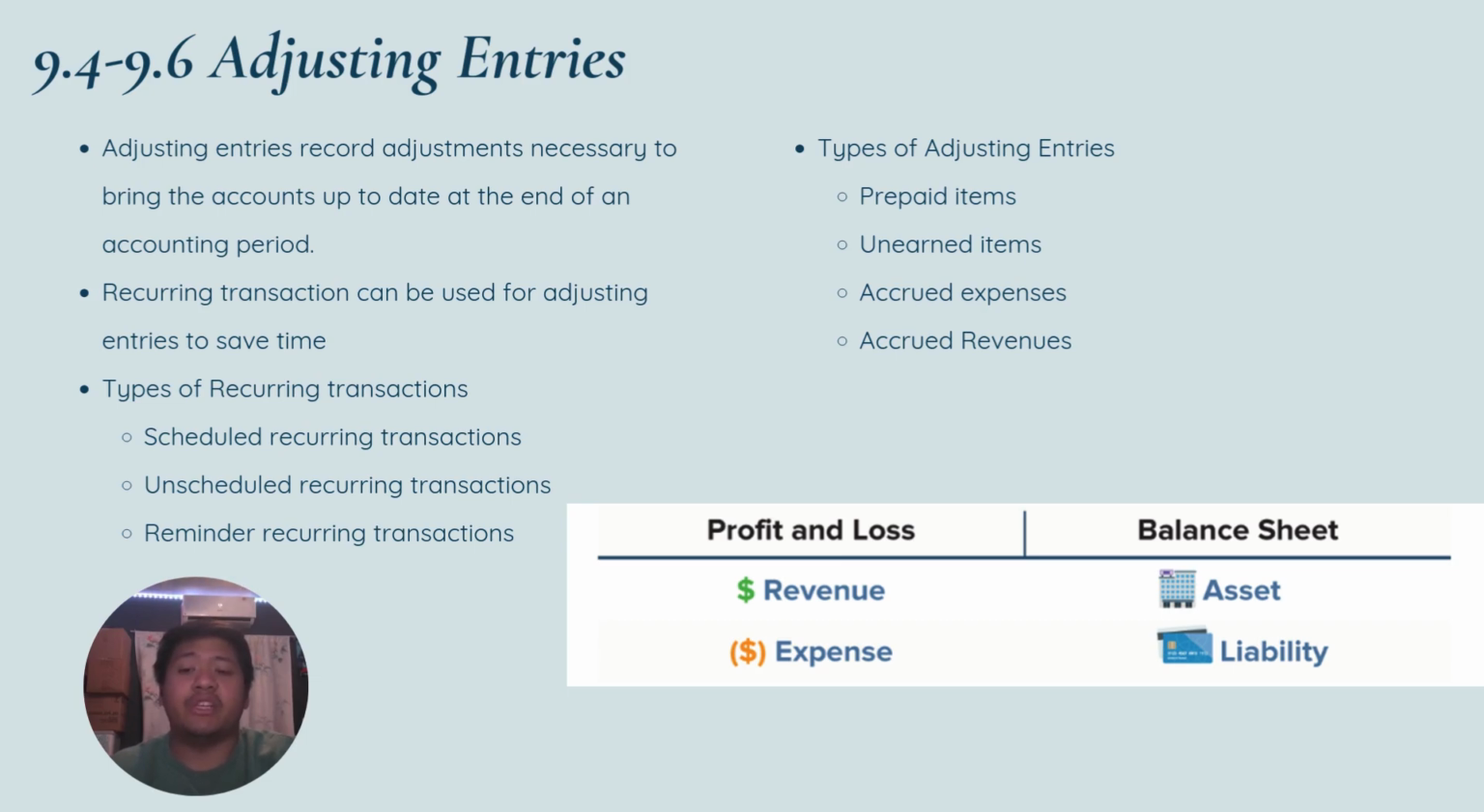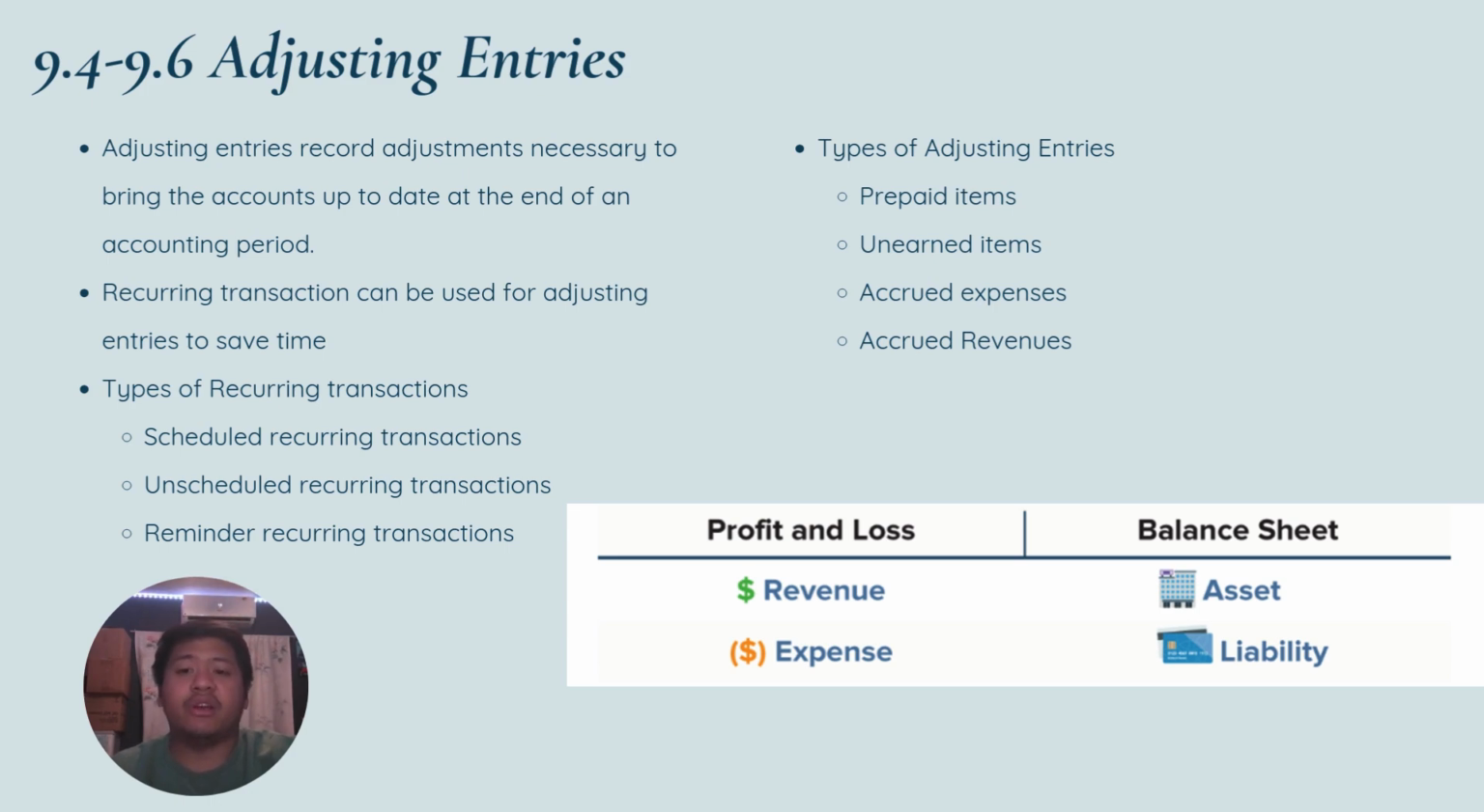There are four types: the prepaid items, unearned items, accrued expenses, and accrued revenues. The prepaid items are expenses paid in advance, such as prepaid insurance or rent. The unearned items are payments received from customers for goods or services not yet provided. And then the accrued expenses are expenses that have been incurred but not yet paid or recorded in the accounts. Lastly, the accrued revenues are revenues that have been earned but not yet collected or recorded.